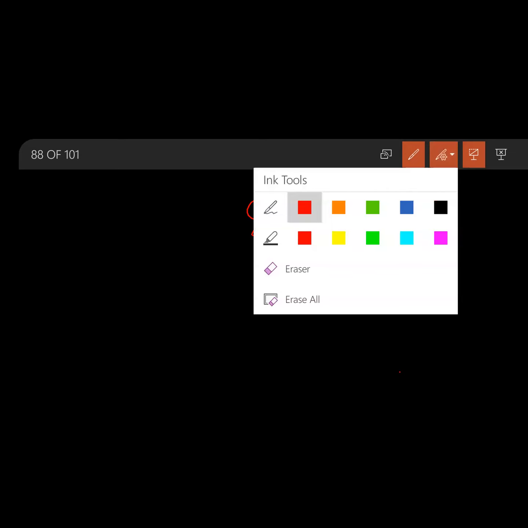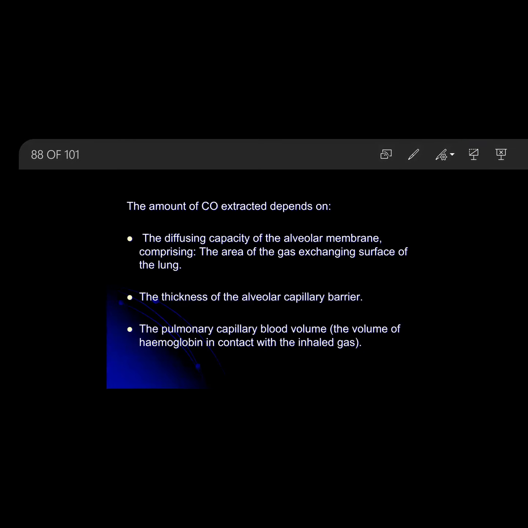So this measurement is dependent on, as we said, the diffusion capacity of the alveolar membrane, the thickness of the alveolar capillary barrier, the pulmonary capillary blood volume, and the hemoglobin that is coming into contact with the inhaled gas.